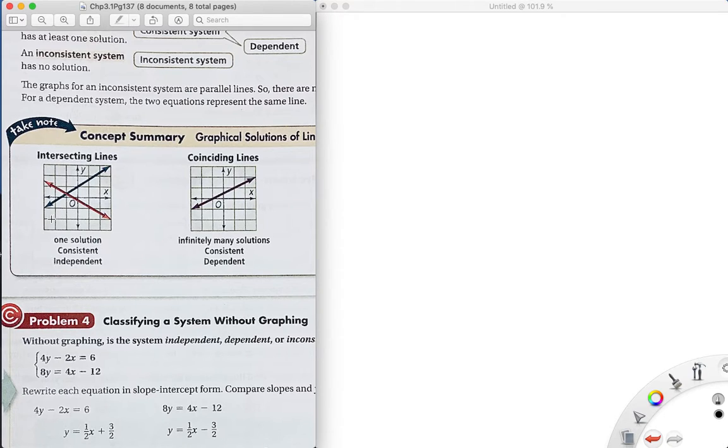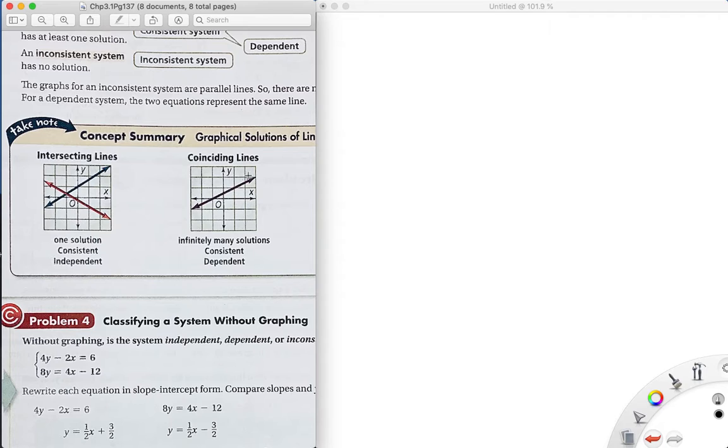We have a line intersecting another line only at one point. That point of intersection is your solution. That solution makes this consistent because you have at least one. And it's independent because you only have one intersection. The two lines are not the same.